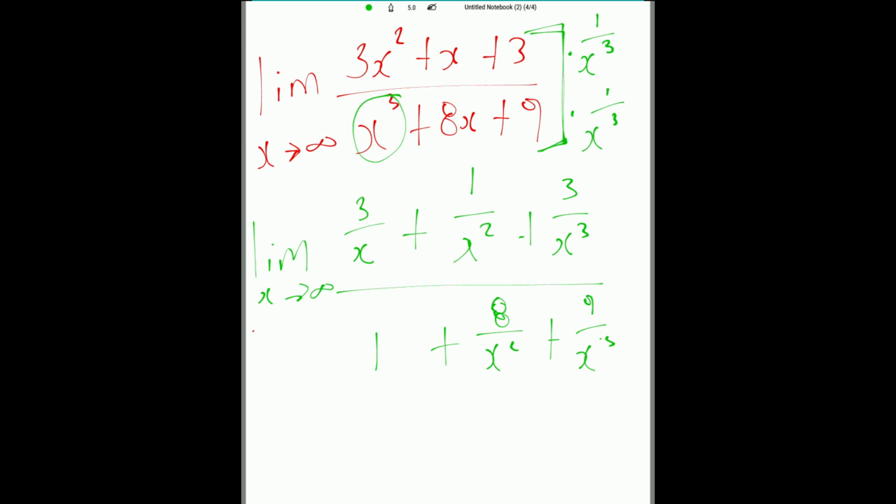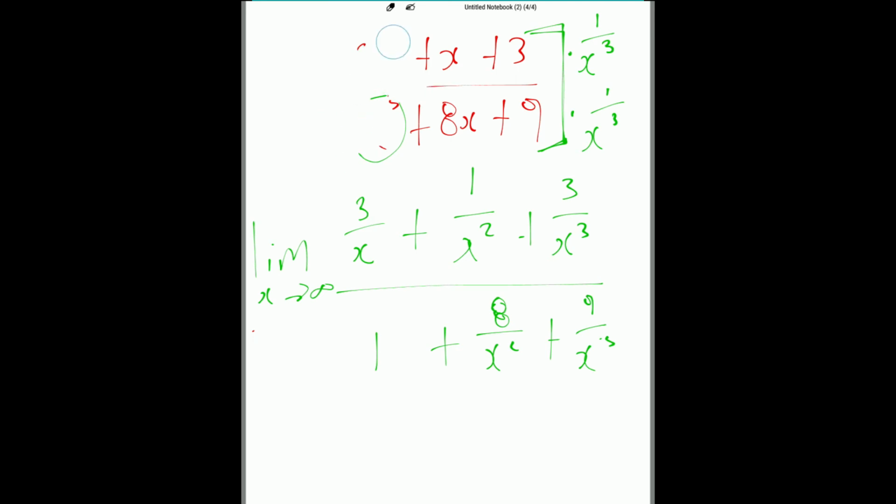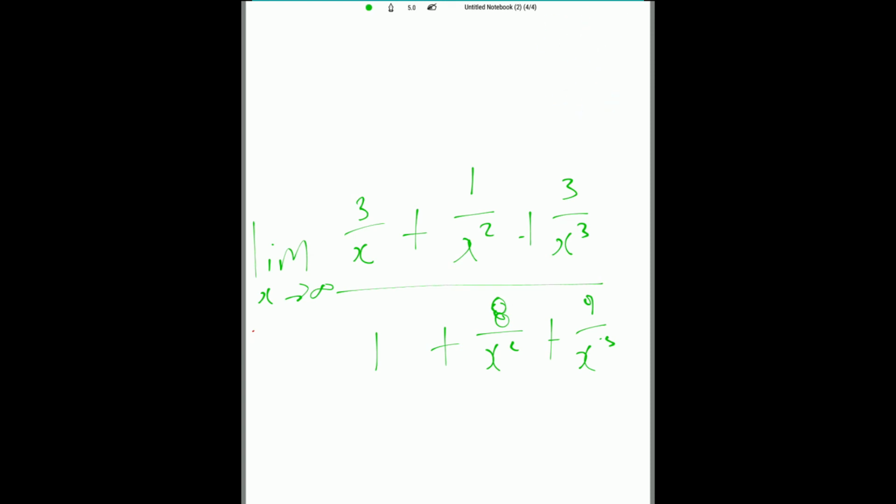Now, to appreciate the final answer that we'll get, you need to notice this. If I have the number 3, and I divide that by 10, I'm going to get 0.3. 3 divided by 1,000, I'll get 0.003.